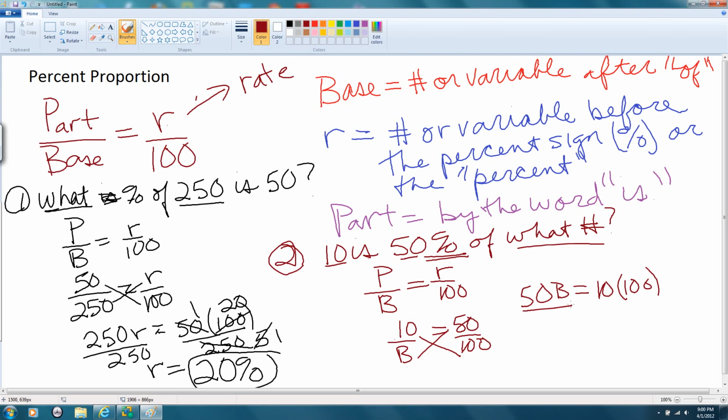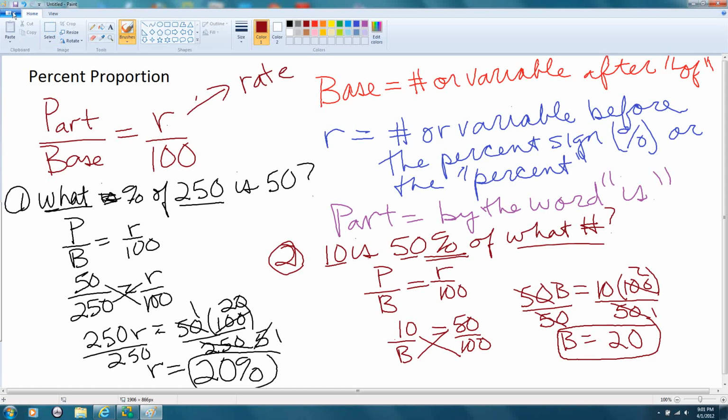I'm going to divide both sides by 50. And these cancel, and I get b is equal to, 50 goes in there once, it goes in there twice. B is equal to 20. This is just the number 20. So our answer is 10 is 50% of 20. That was an easy one that you could probably figure out in your head, but I wanted to use fairly easy numbers to help us figure this out.